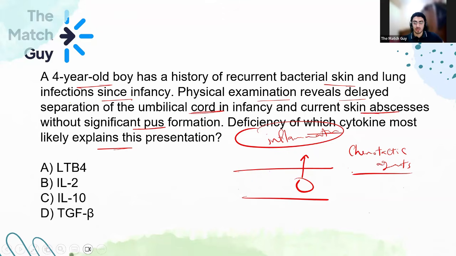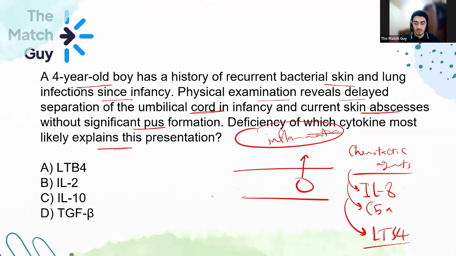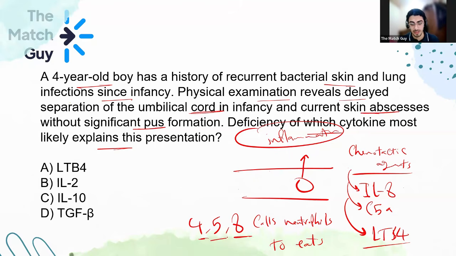Okay, chemotactic agents. What are the chemotactic agents? These are cytokines that pull the neutrophils into the inflammation sites. And what are examples for the chemotactic agents? Interleukin 8, C5a, and leukotriene B4. I always remember that 4, 5, 8 calls neutrophils to eat. So 4 is for leukotriene B4, 5 is for C5a, and 8 for the interleukin 8.